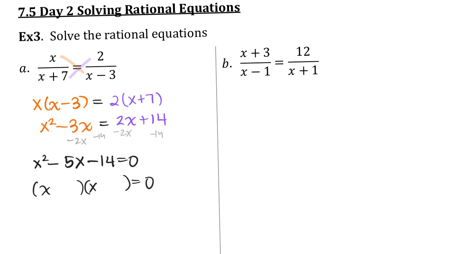Okay, and then I'm going to see what I multiply to get negative 14. Probably 7 and 2, huh? And then it has to add up to negative 5, so negative 7 and positive 2. So I get x equals 7, and I get x equals negative 2.